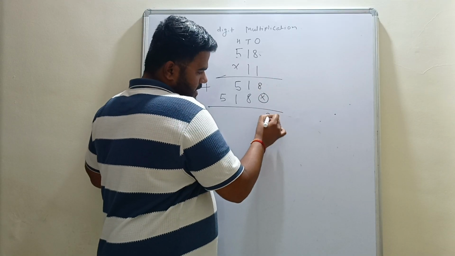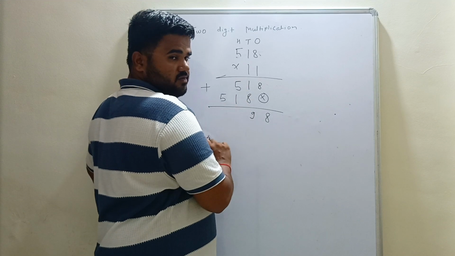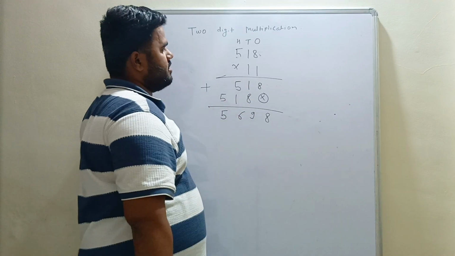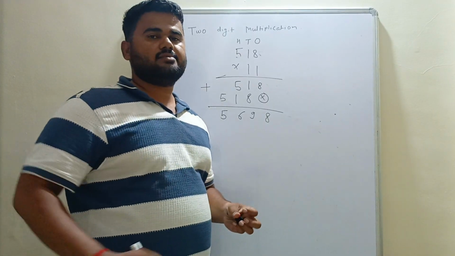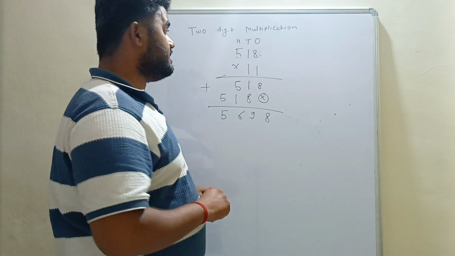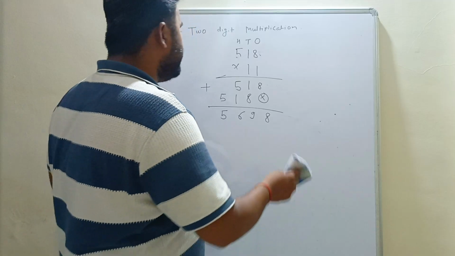8 plus 0 is 8. 1 plus 8 is 9. 5 plus 1 is 6. And this is 5. This is addition for third class or third standard. This is our third example. We will take the next example.